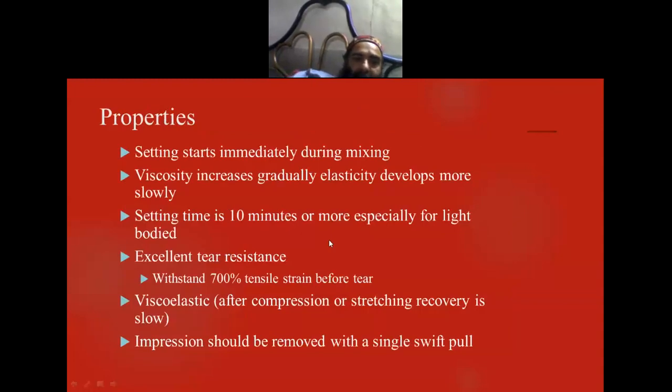Now, setting starts immediately during mixing. As soon as we start mixing, setting starts. Setting of the material: viscosity increases gradually. Elasticity develops more slowly.